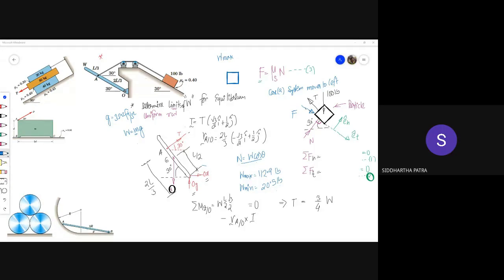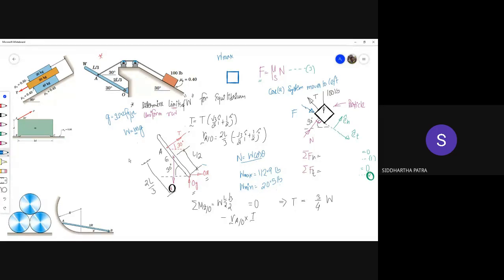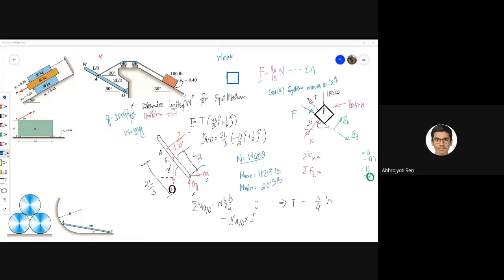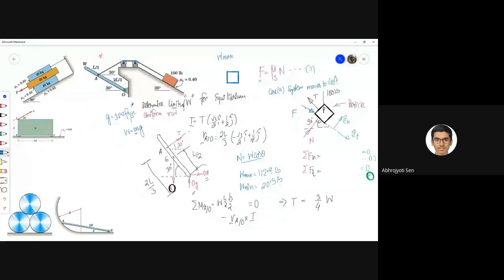Let them wait. But my question is, can you tell me how much is the mass if the weights are given? Sir, for that 112.85, it's 3.5 lb. Okay, and what would be the unit of mass?